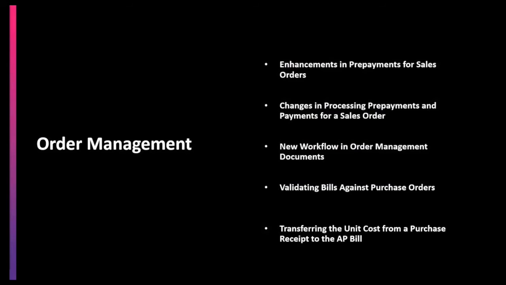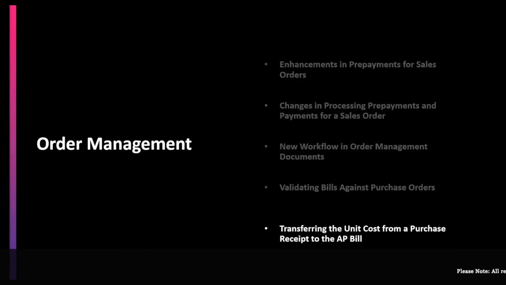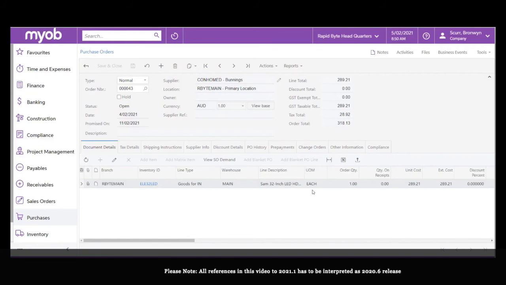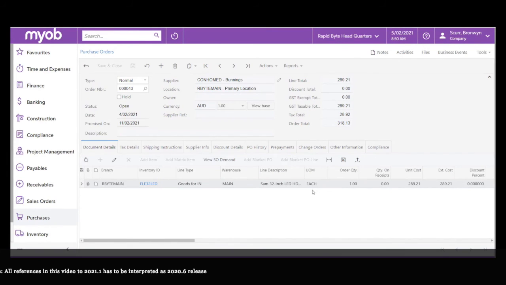The final topic relates to changes in transferring the unit cost from a purchase receipt to the AP bill. Previously, when a bill was created from a purchase receipt, the unit cost for that bill was taken from the related purchase order. In the 2021.1 release, that has changed so that the unit cost is taken from the purchase receipt.